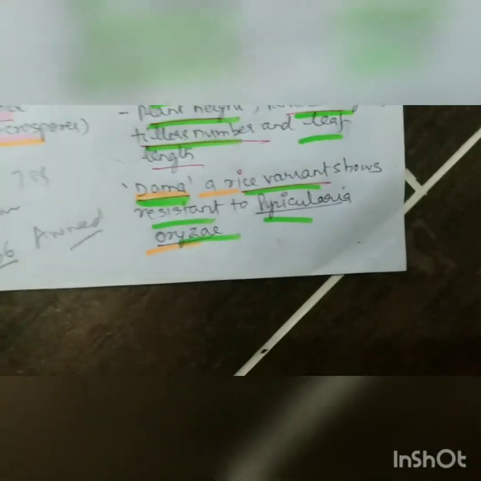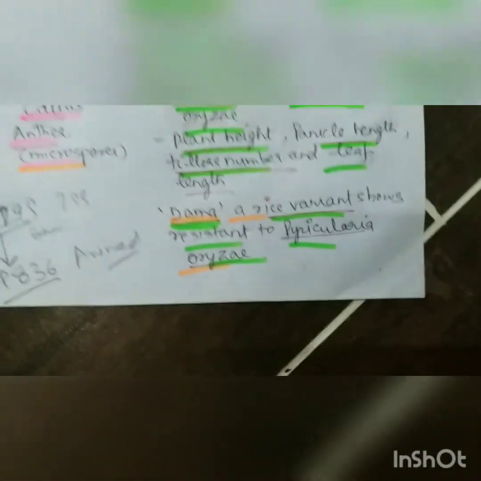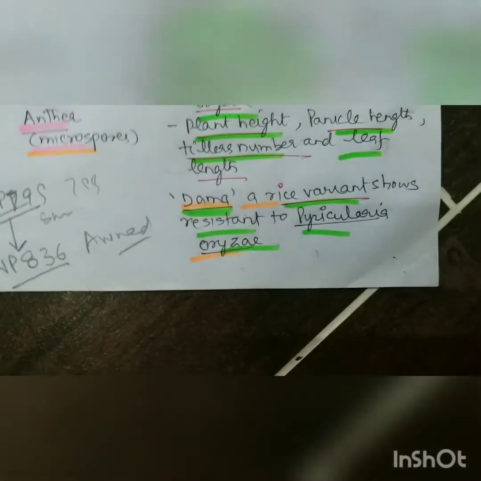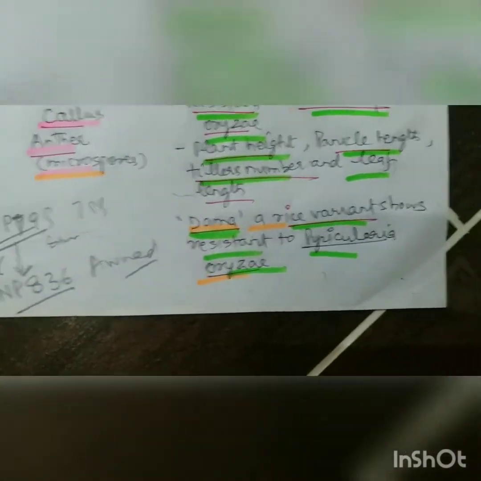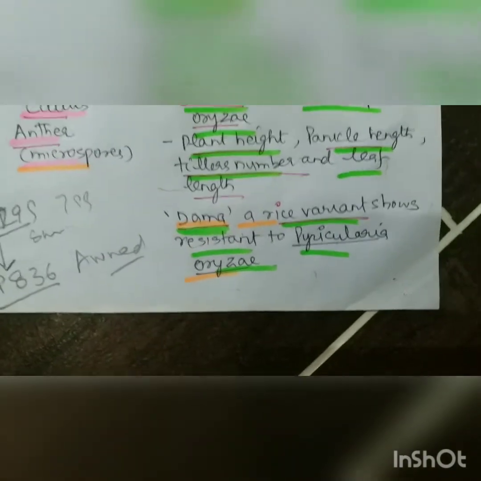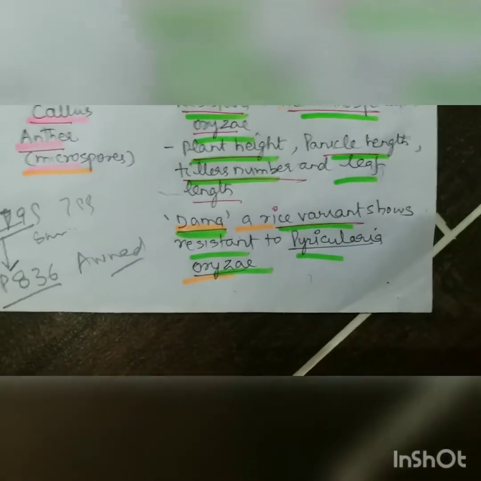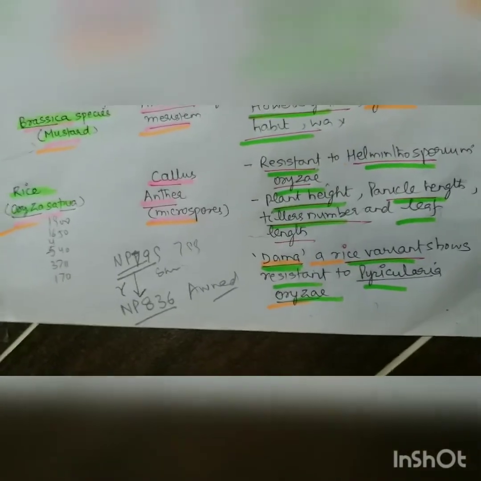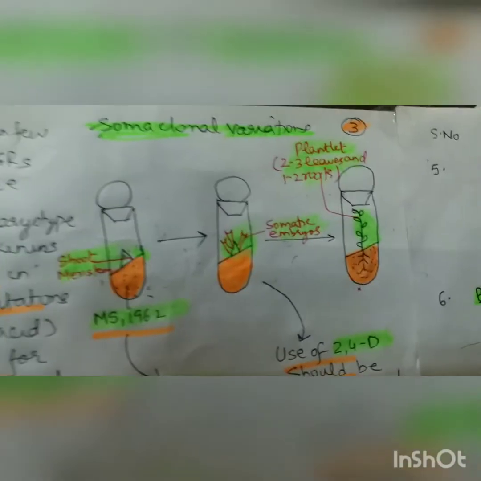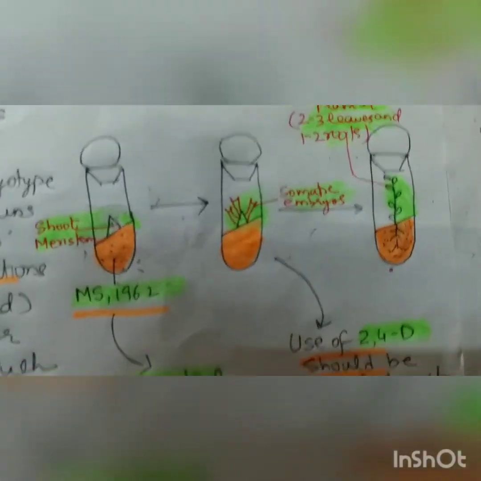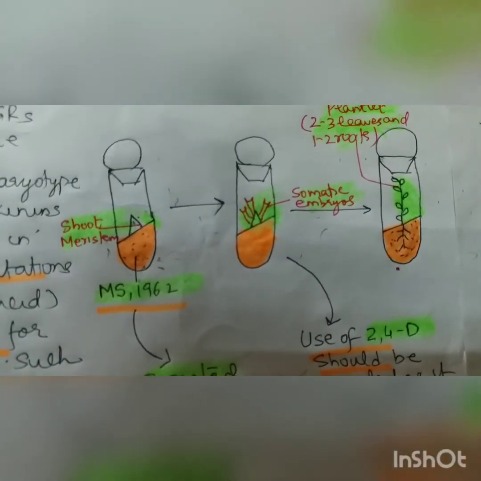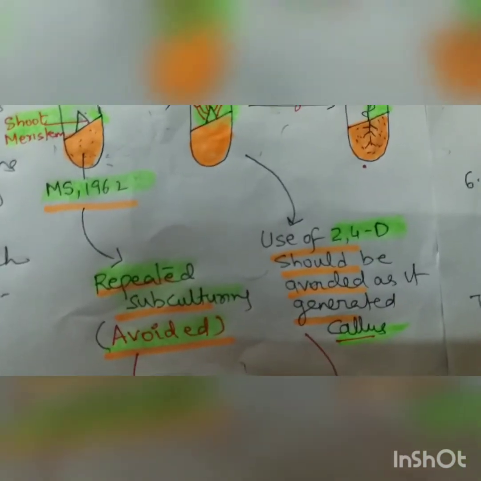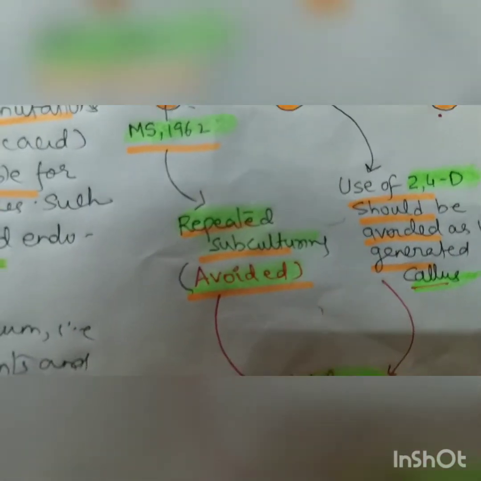And here we have specks like spots, as we did. Please go back to the disease part and revise these diseases, that is brown spot of rice and blast of rice, the very important diseases. So this finishes the somaclonal variations, and if you want to avoid somaclonal variation, we should avoid two things: 2,4-D should not be used, and repeated subculturing should be avoided.